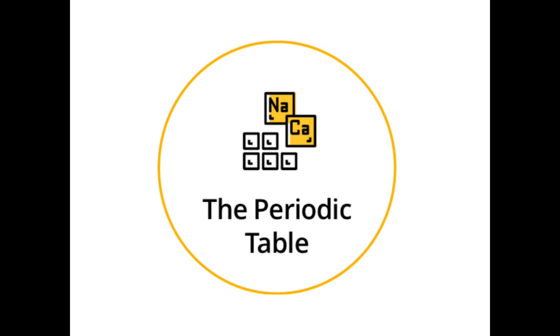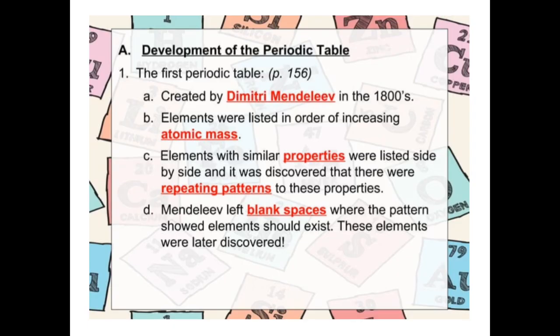And in this class today, we are going to be learning about the periodic table. Now let's start with the periodic table. What does a periodic table mean? The periodic table is a table that shows how elements are arranged based on their properties.